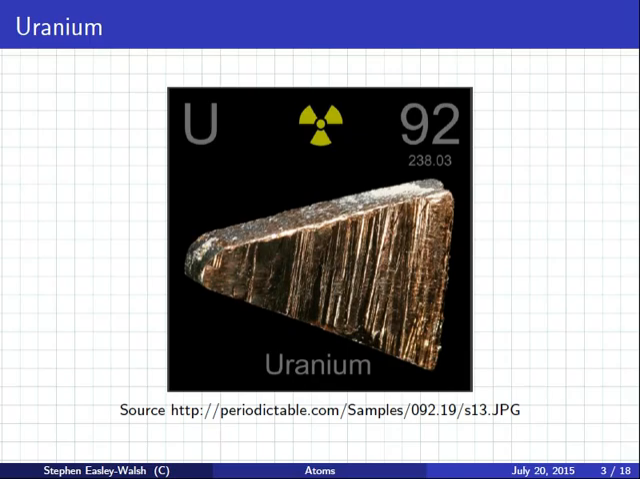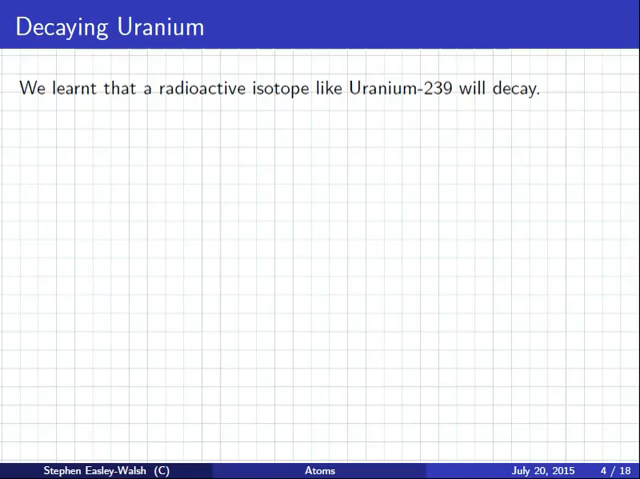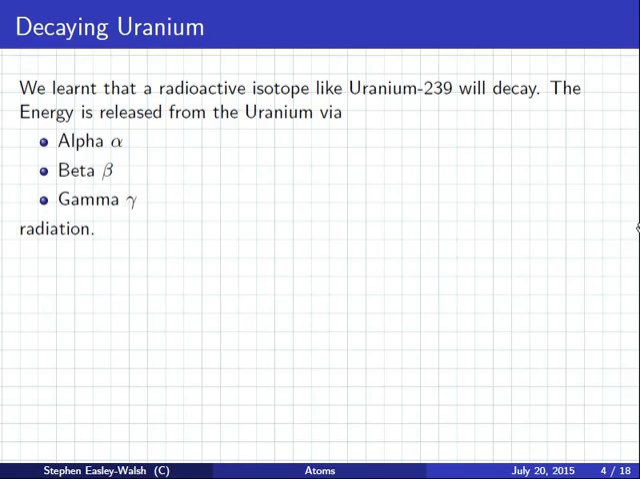So we learned that radioactive isotopes like uranium-239 will decay. We know this. The energy is released from the uranium via alpha, beta, and gamma radiation. All makes sense so far. But how can we detect this radiation?